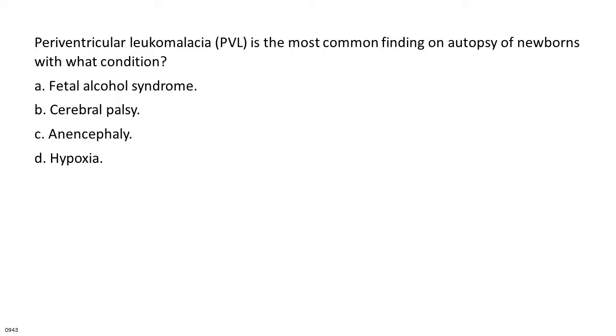Paraventricular leukomalacia, PVL, is the most common finding on autopsy of newborns with what condition? A. Fetal alcohol syndrome. B. Cerebral palsy. C. Anencephaly. D. Hypoxia.